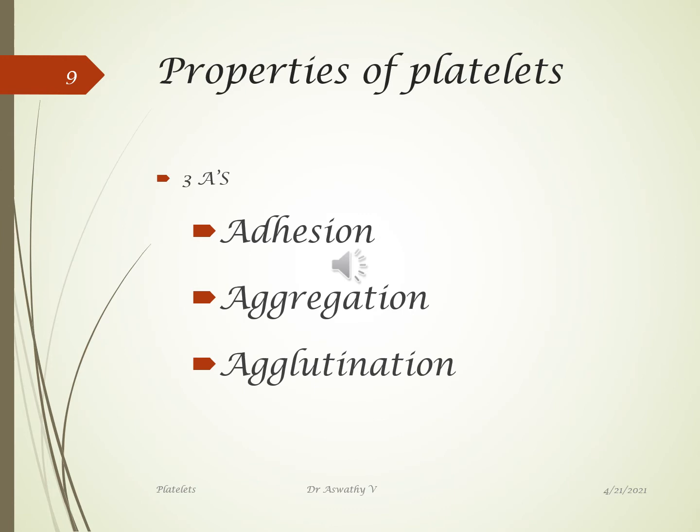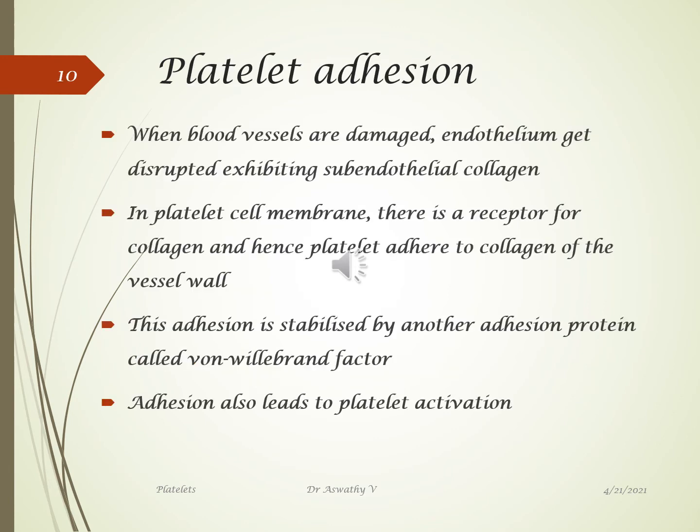Properties of the platelets are the 3 A's: adhesion, aggregation and agglutination. We will discuss each of these individually in the coming slides. So the first property of platelets is platelet adhesion. Normally the platelets are inactivated. They move along with the other formed elements in the blood circulation.